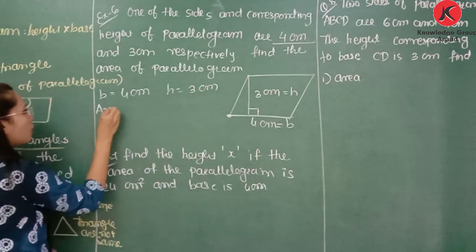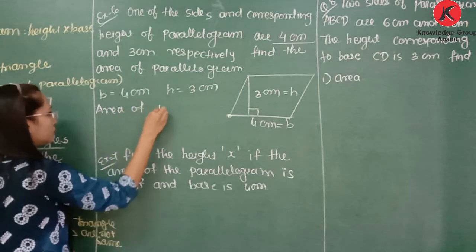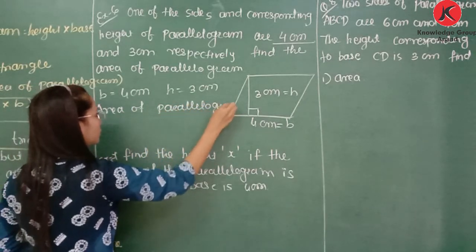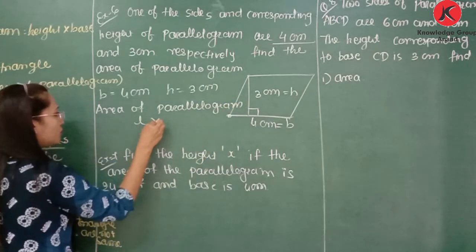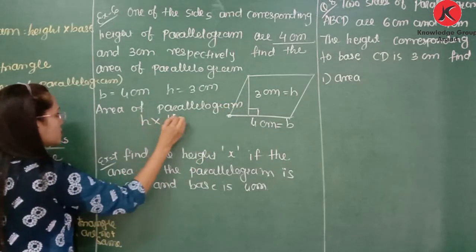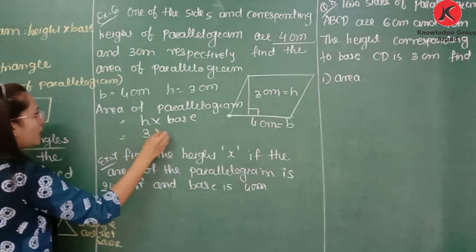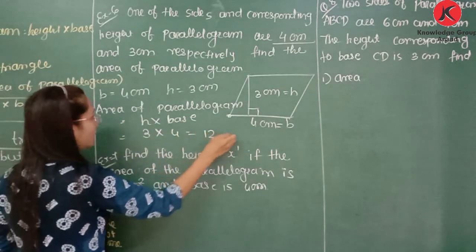So the area of a parallelogram will be height multiplied by base. So what is the height? That is 3 and the base is 4. So 12 centimeters.